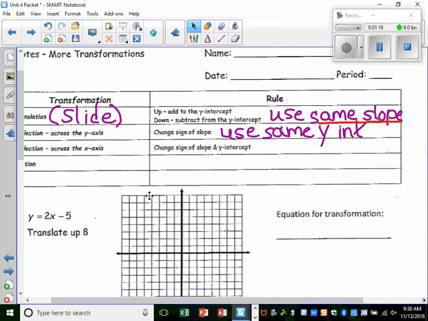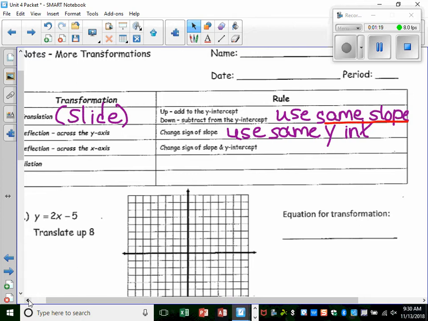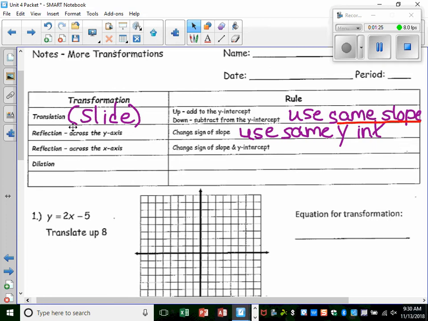All right, so the first type of transformation is called a translation, and I put the word slide. So I want you to actually write the word slide right beside translation. You can see the SL in translation, so that's going to be considered a slide. So really, you're just going to be sliding the line either up or down. Okay, so write the word slide and also fill in use the same slope.